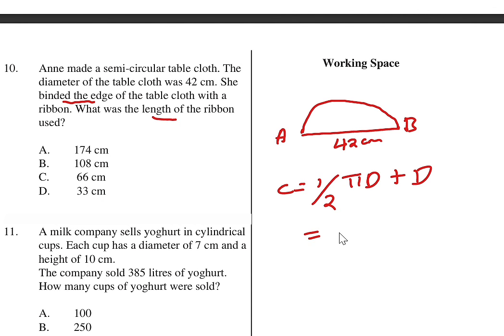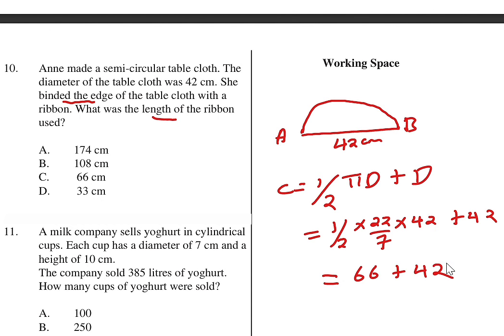So it will be a half times pi, what do we use? 22/7 times the diameter, which is 42, plus the diameter, which is 42. Pick your calculator, let us work together. So a half times 22/7 times 42 you get 66. So the first is 66 plus the second is 42. So 66 plus 42, we'll see the answer is 108. So it is 108 centimeters. That is the length of this ribbon. So for number 10, the answer is B.